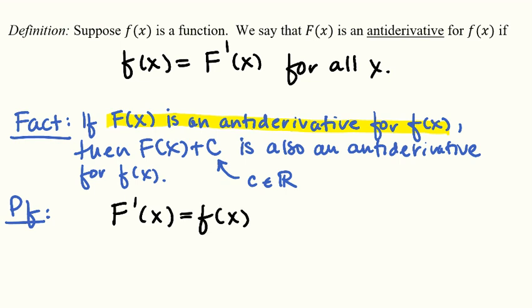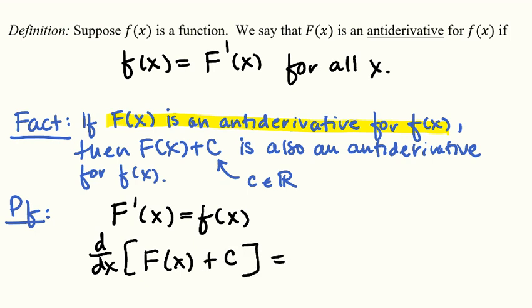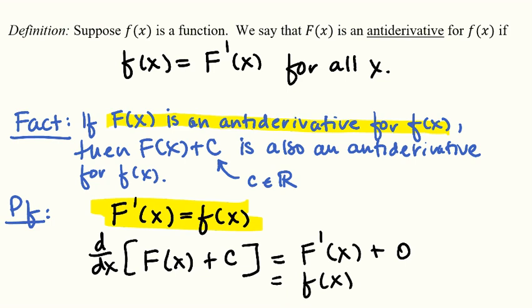So let's look at the derivative with respect to x of capital F of x plus c, where c is some real number. We take the derivative of capital F, plus the derivative of a number, which is 0. We know that the derivative of capital F is lowercase f. So that's just going to be f of x, meaning that if the derivative of capital F of x plus c is regular f, then capital F of x plus c is an antiderivative.